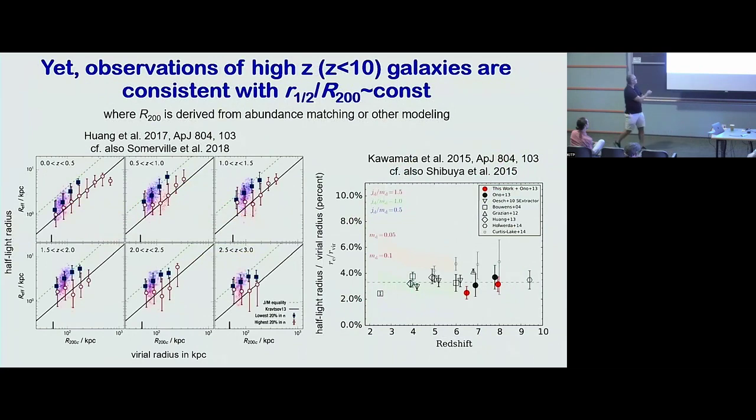So this is the half-light radius as a function of virial radius, at redshift from 0 to 3, now using HST observations. And there were two studies by Huang et al. and Rachel a few years ago. And they show that for both star-forming galaxies and quiescent galaxies, the galaxies exhibit roughly a linear relation with the virial radius, with a constant of proportionality of a couple, 2–4%, right? So roughly what is expected from these models. And with HST, this was extended to redshift 9, which also showed that galaxies are consistent with a constant ratio between size and the virial radius, right?